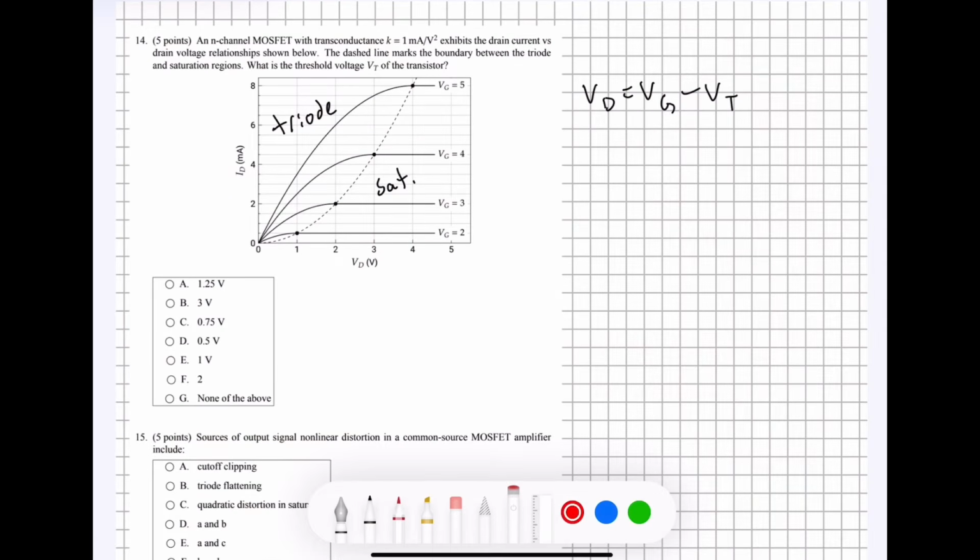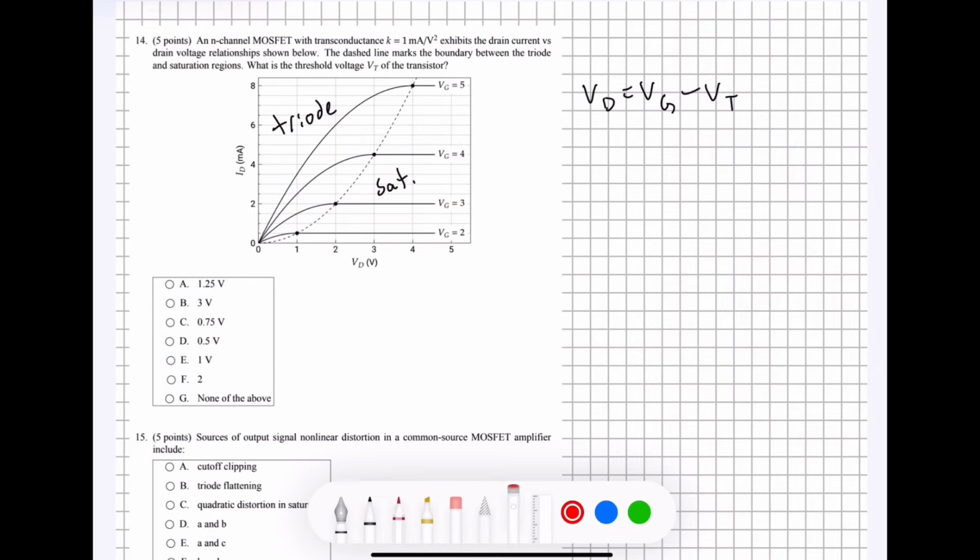This is a pretty simple thing to solve because we are given both the drain voltage and the gate voltage based on this graph right here. And we want to find these values. We want to take them based on these points right here that are on the dotted line in between the triode and the saturation region, because that is where the threshold voltage is. The threshold voltage is the voltage that marks in between those two spots.